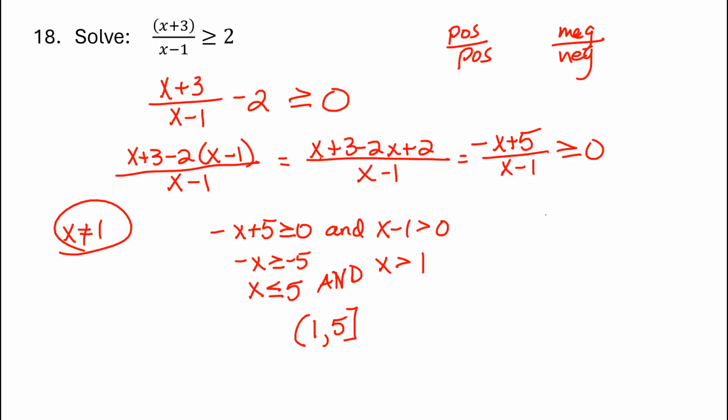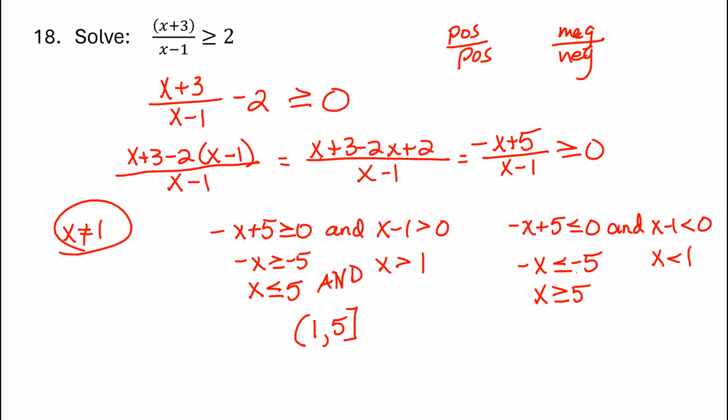The other possibilities are when the numerator and denominator are both negative. So this could be less than or equal to 0, and this could be less than 0. Let's see when that happens. That would be negative x is less than or equal to negative 5, which would be x is greater than or equal to 5, and x minus 1 less than 0 would be x is less than 1. So we want both of these things to be true. We want x to be greater than or equal to 5 and less than 1. That is not possible. That can never happen.